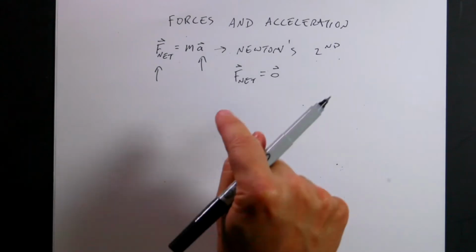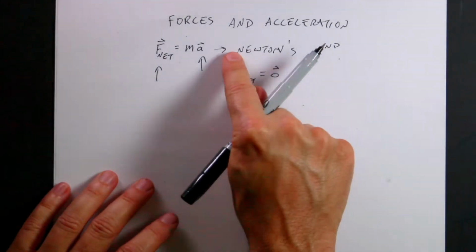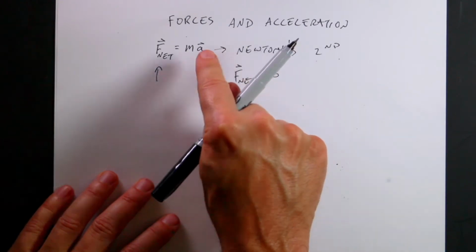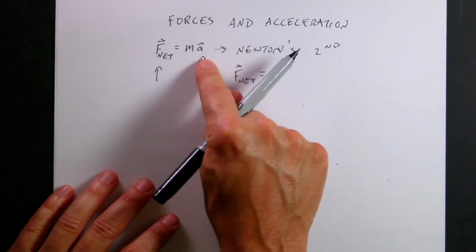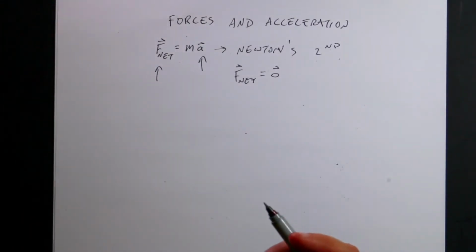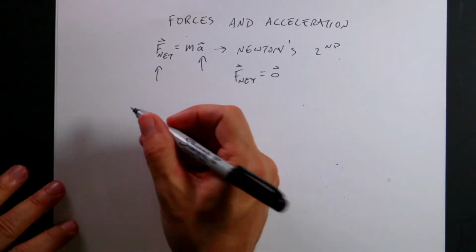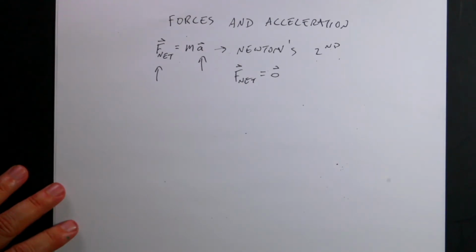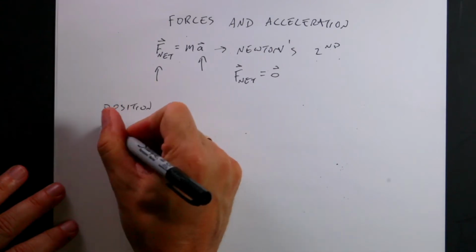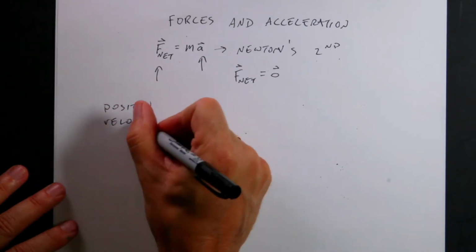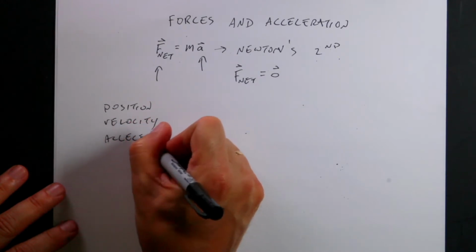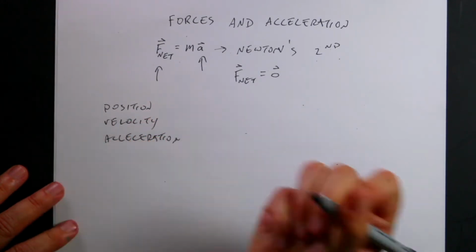But now we want to talk about when this is not true, when it's not in equilibrium, and that means we need to look at acceleration. So this video is really about what is acceleration. Let's start with an example, because we need to talk about three things: position, velocity, and acceleration. Okay, so let's start with position.